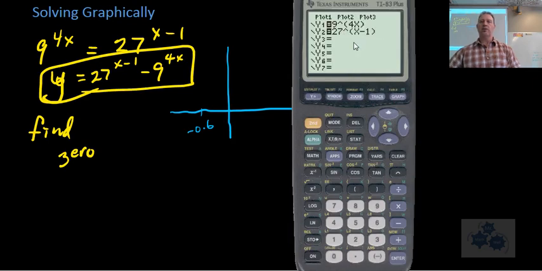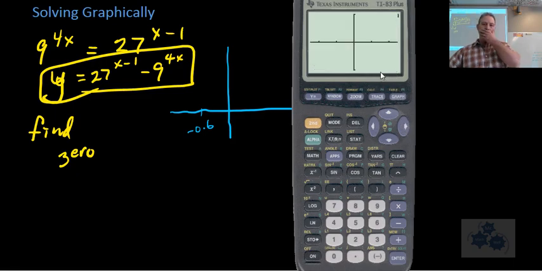Let's go back to the y equals. And instead of plotting 2, I'm just going to go down here and do this. 27 to the power of x minus 1 minus 9 to the power of 4x. Okay, again, you should overuse your brackets, so I'm going to overuse my brackets there. Don't know if I need to actually, but I'm going to try that. So let's see what happens. Okay, so we have a very different looking graph.